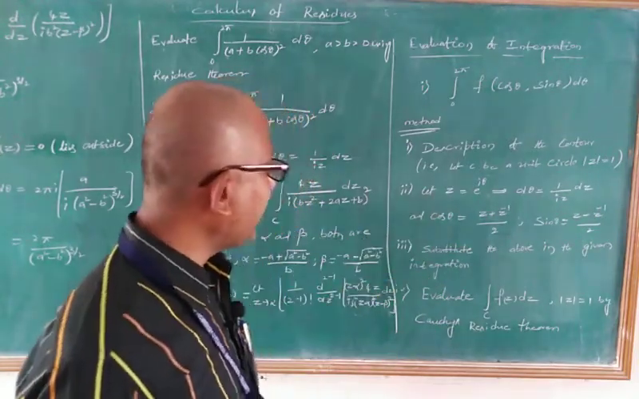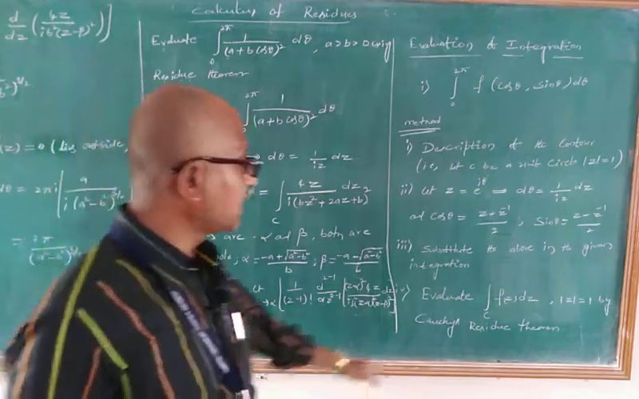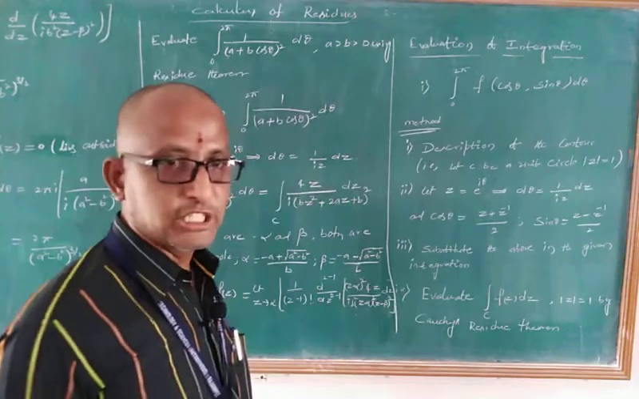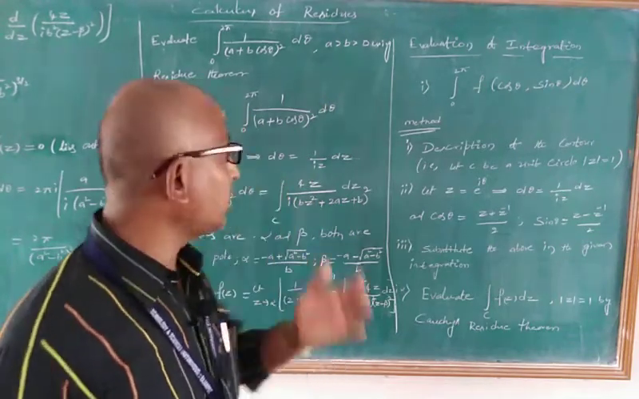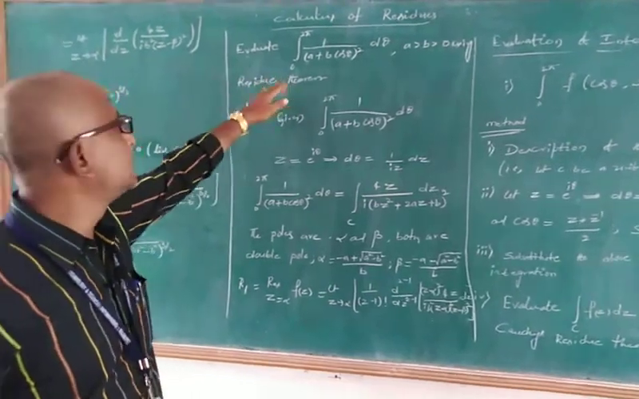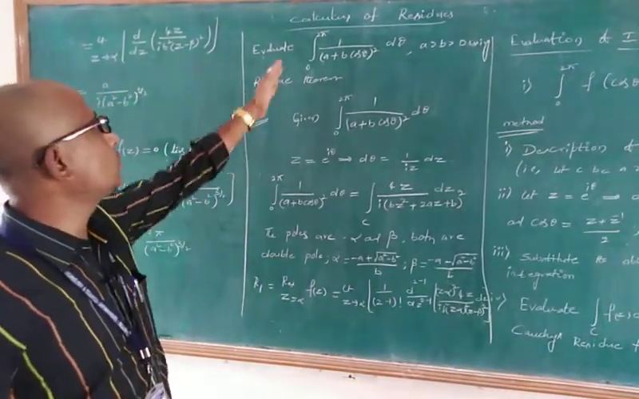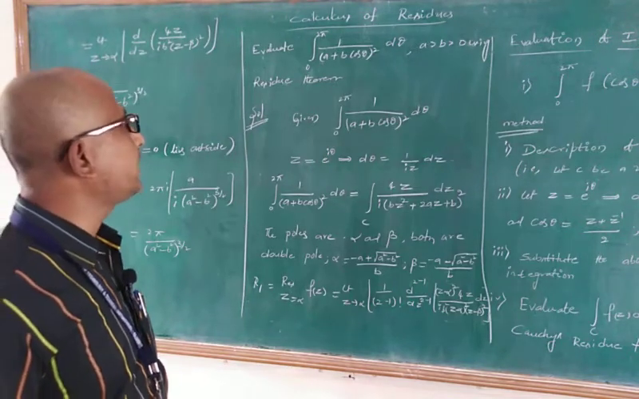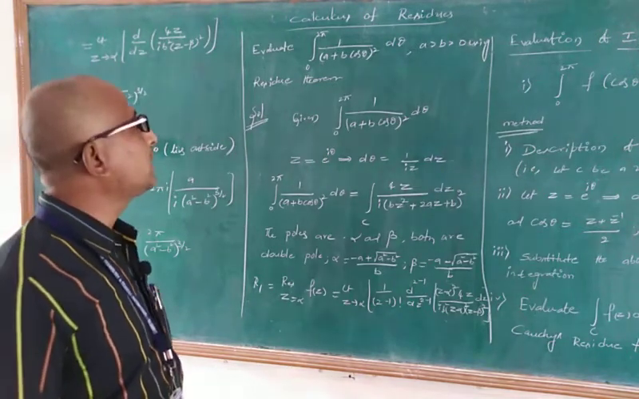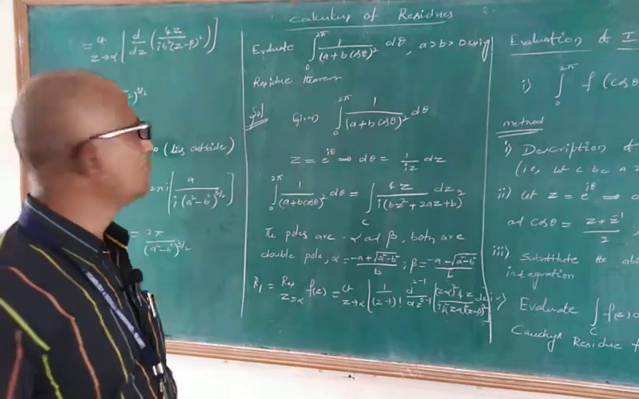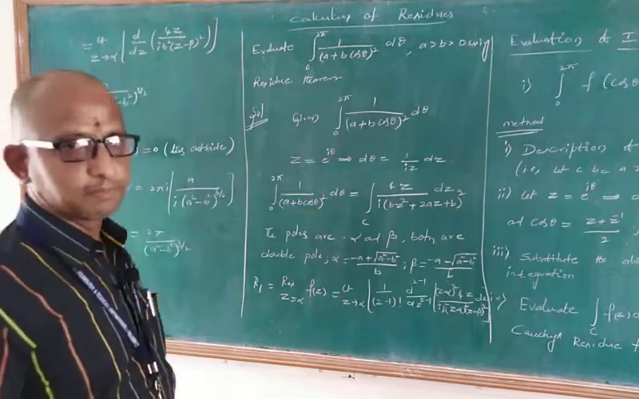Fourth, evaluate the integral over C of f(z) dz, |z| = 1, by Cauchy's residue theorem. Now, taking the first problem: evaluate the integral from 0 to 2π of 1 divided by (a + b cos θ) whole square dθ, where a > b > 0, using the residue theorem.